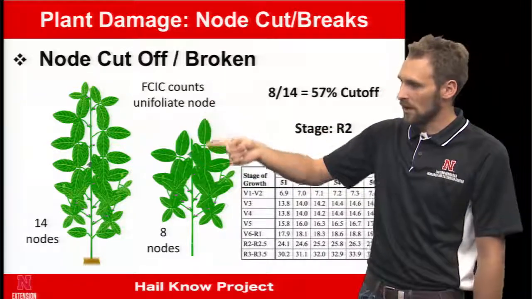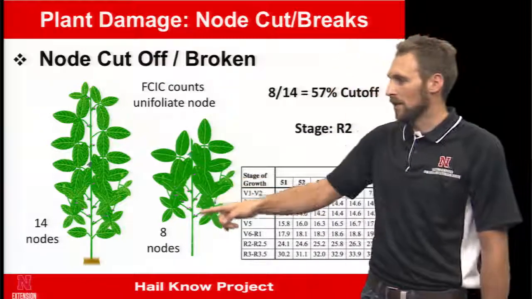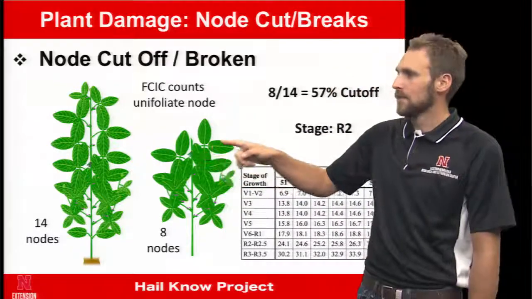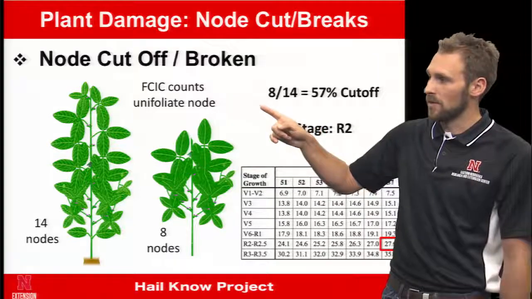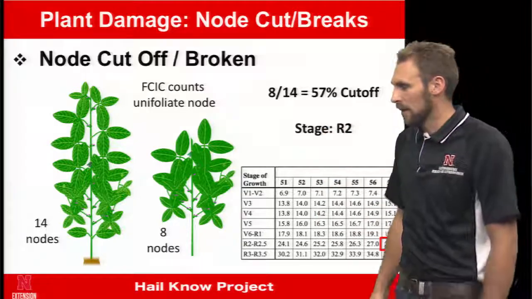So imagine hail coming in and clipping off this plant. It was the same plant that was presented over here. We count the number of nodes here. We would find 8. We'd take 8 divided by 14, so cut versus total. 57% of plants cut off. And then you're headed over to this chart.